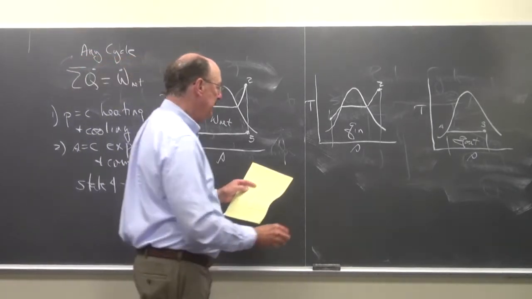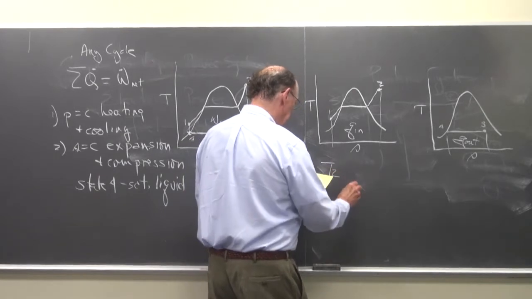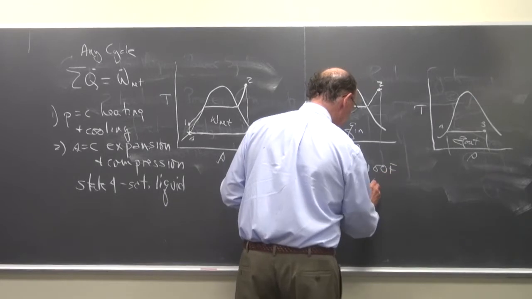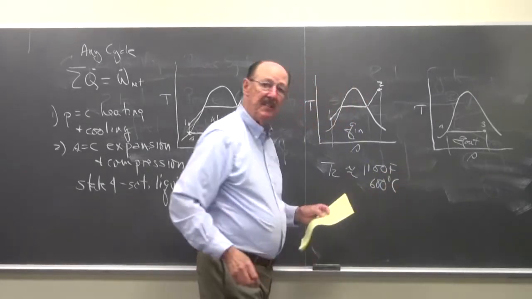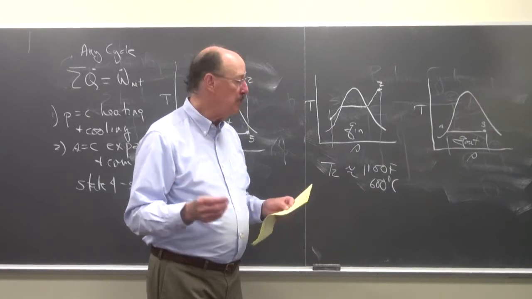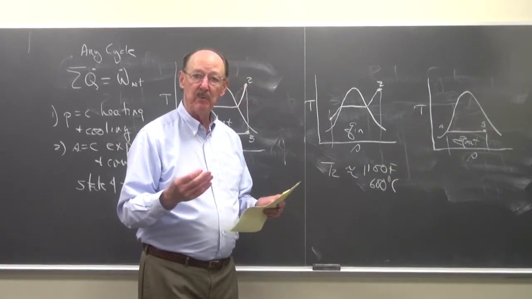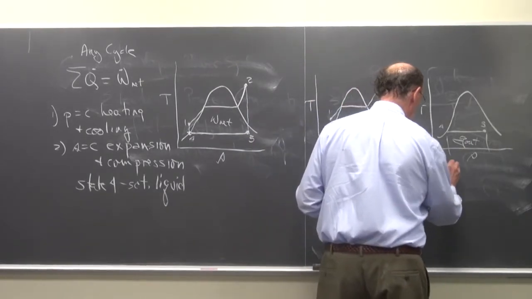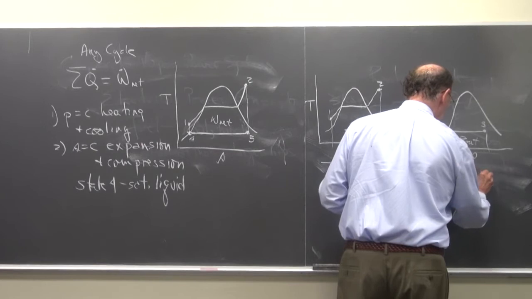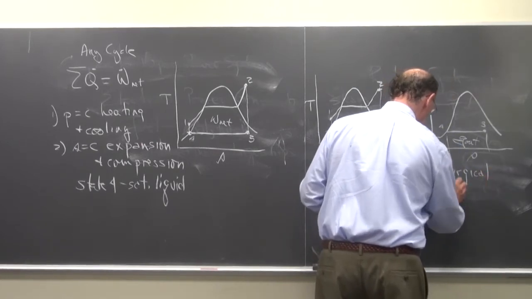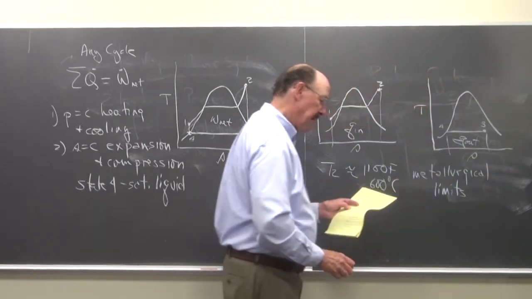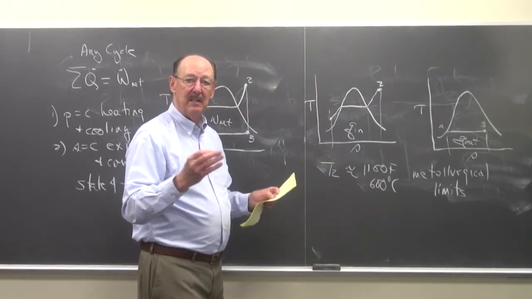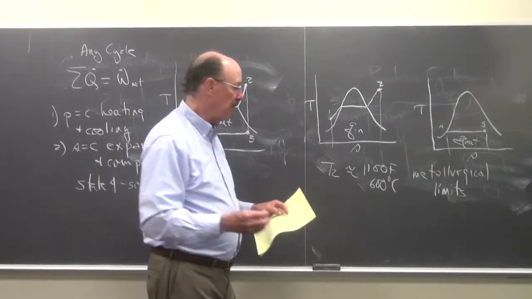Typically, T2 is about 1100 degrees Fahrenheit, 600 degrees Celsius. And this has to do with metallurgical limits of the tubes. We'll get into how the steam generator works, but these are metallurgical limits. And so there's a wider range of pressures. The pressures, of course, affect the material properties as well, but there's a much wider range of pressure.